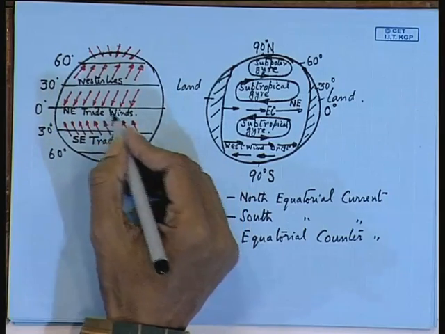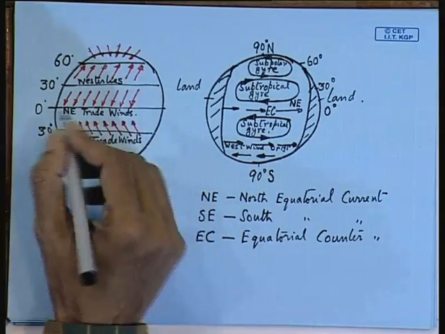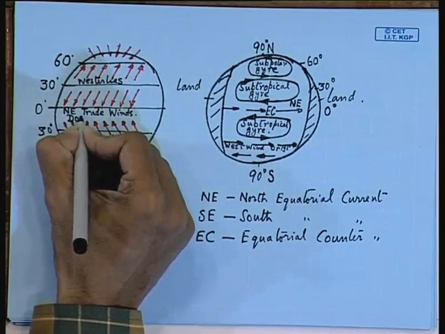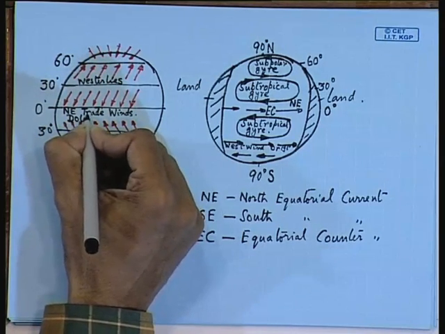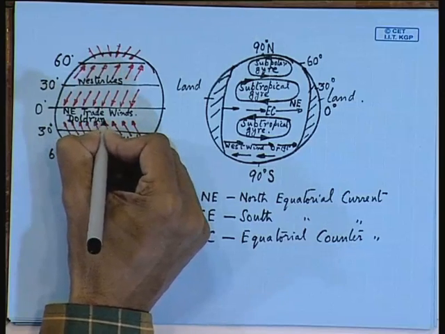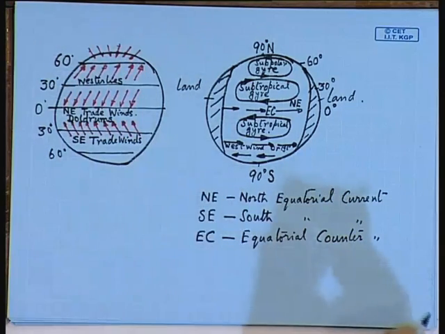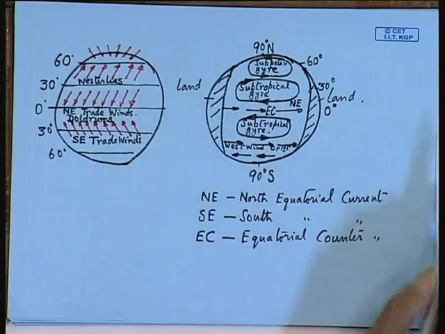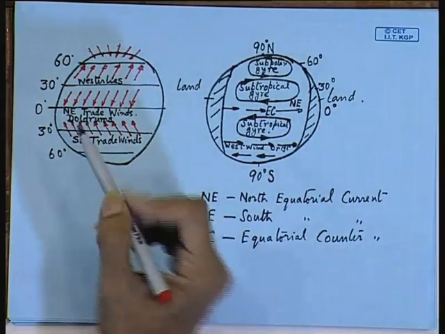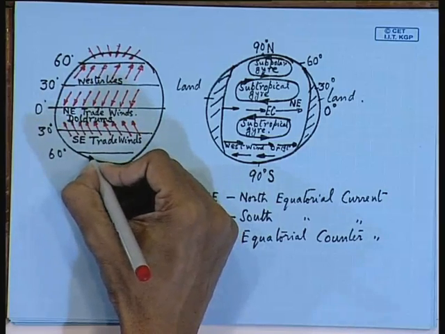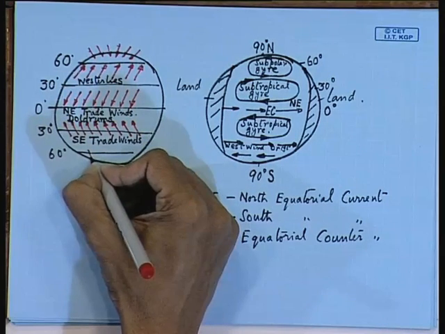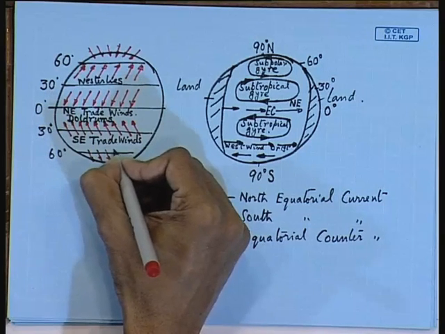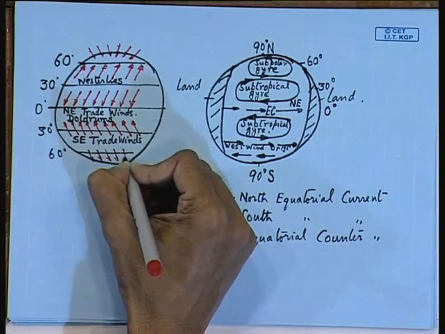Now, in between the northeast trade winds and southeast trade winds, you have a region of no wind. So, these are called doldrums. And again, below the southeast trade winds, you have winds coming from the west. So, these are called westerlies. So, this is your earth wind pattern.